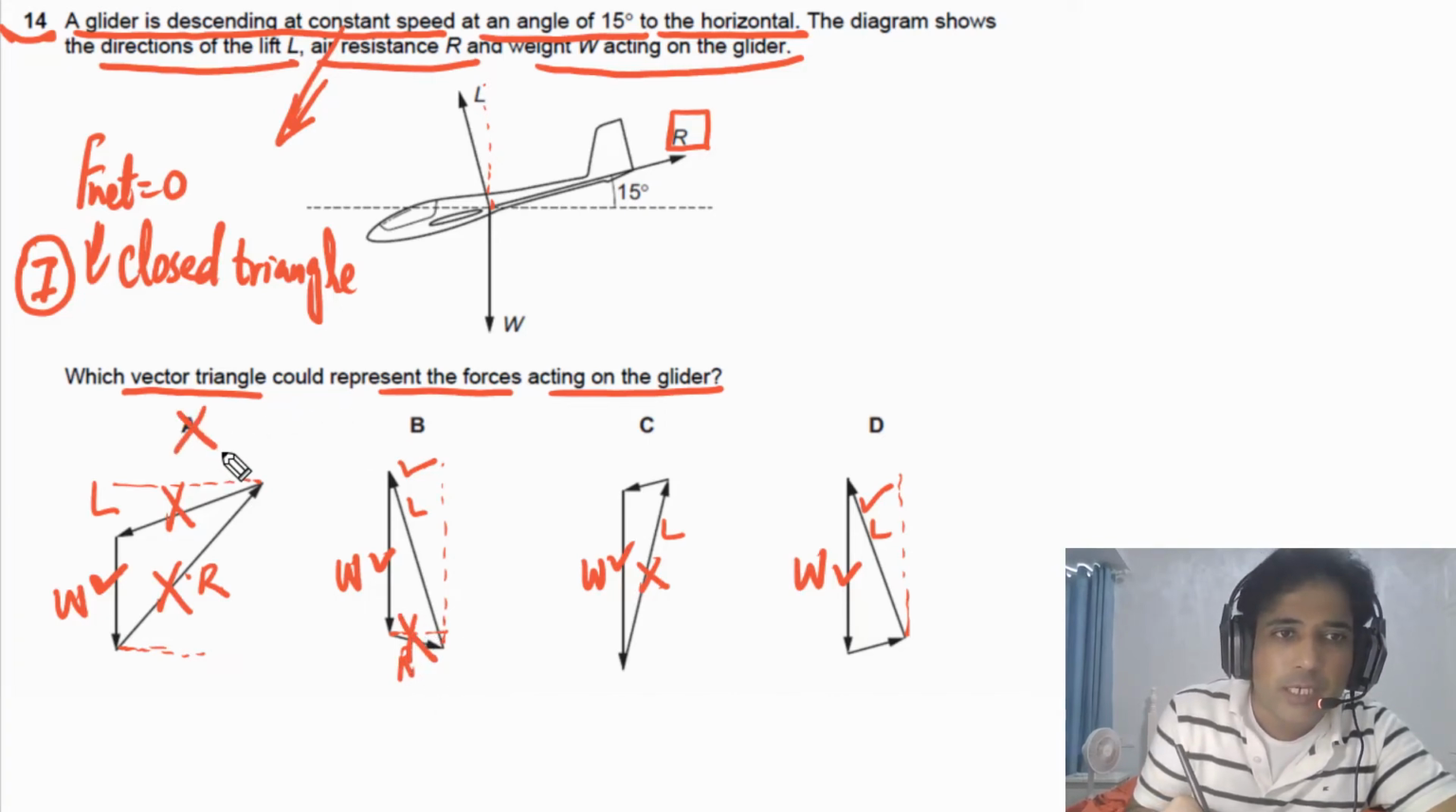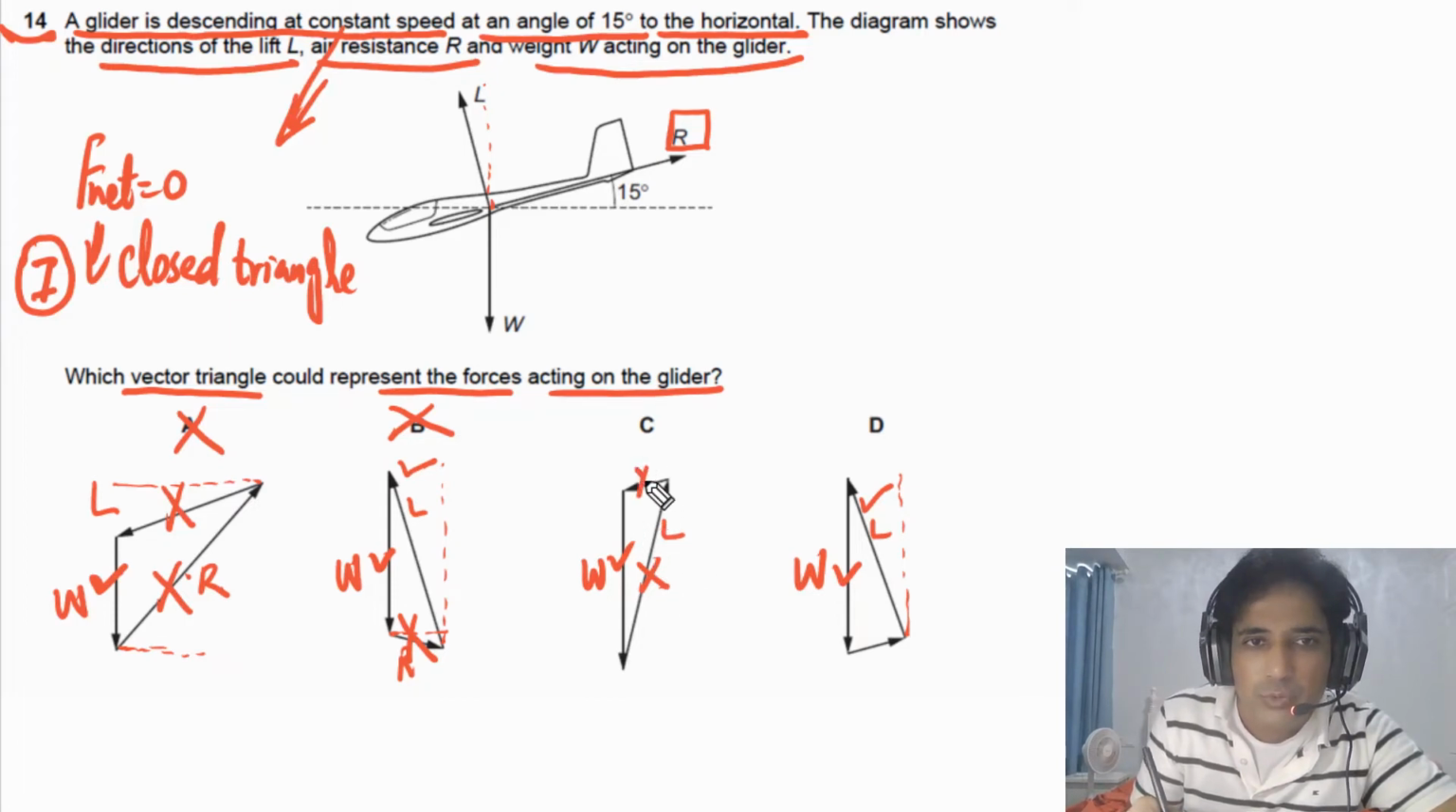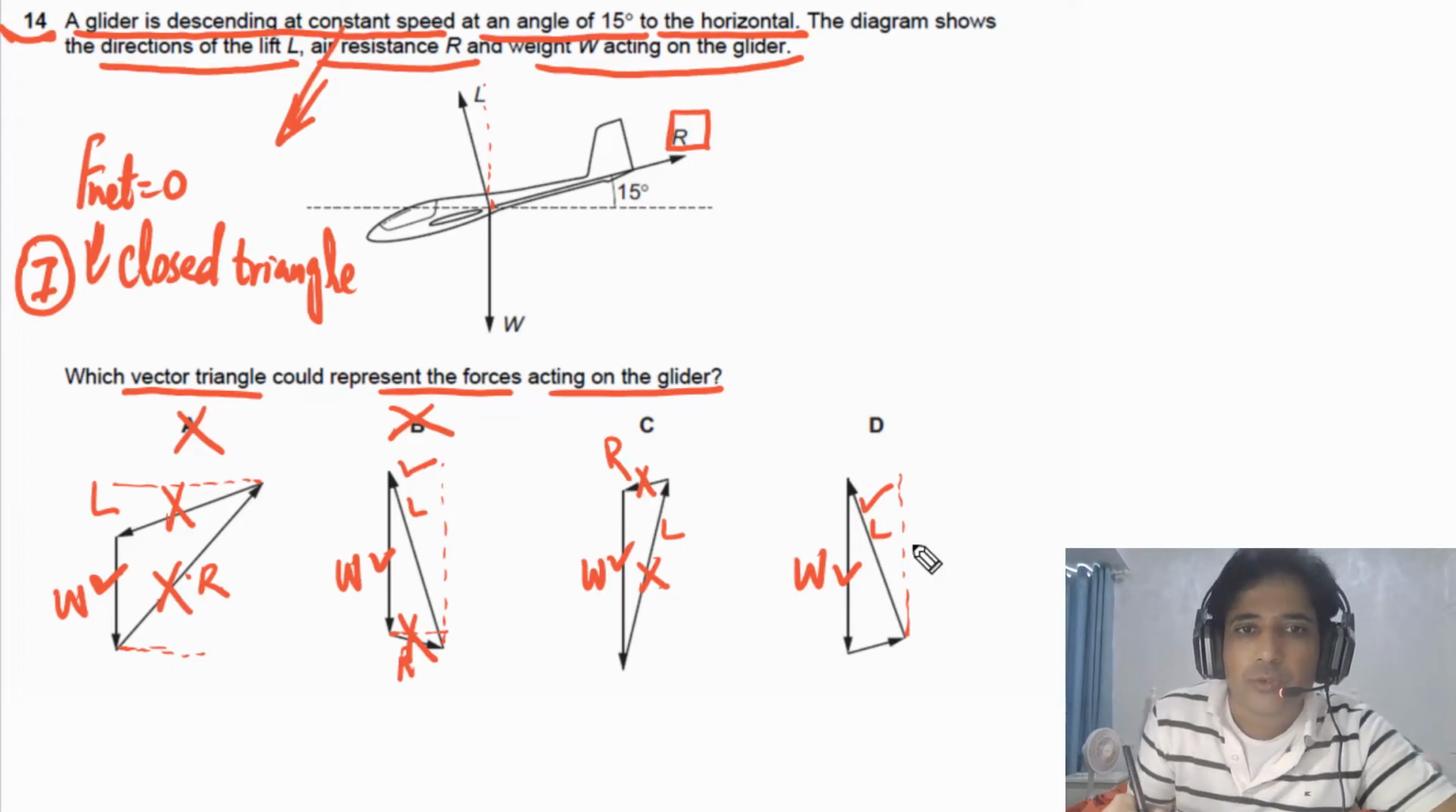So A is not a possible answer, B is also not a possible answer. If you look at C, C is not a possible answer because the direction of L is wrong. If you look at the direction of R, this is also wrong. So the only option we are left with is D. So D is the right answer.